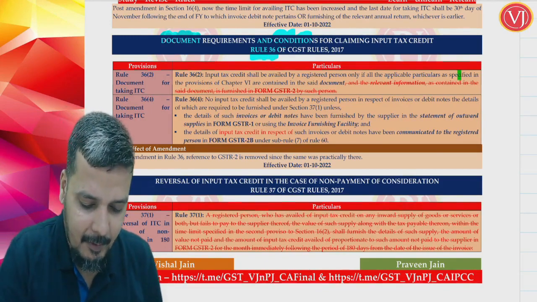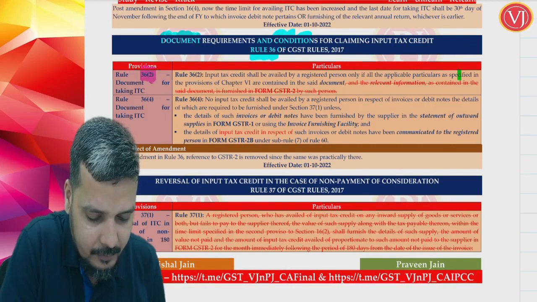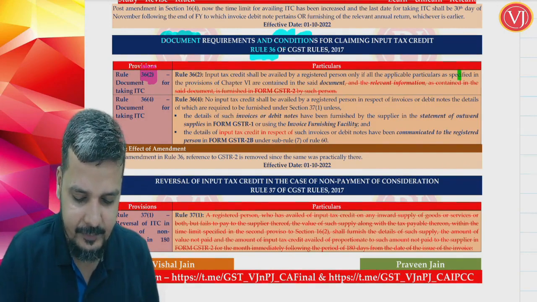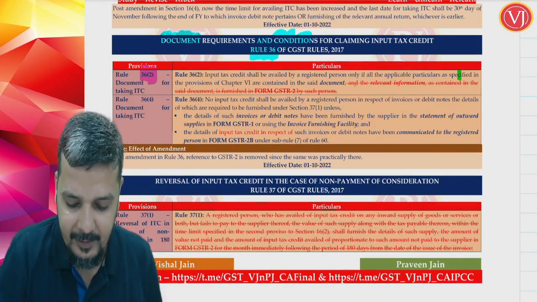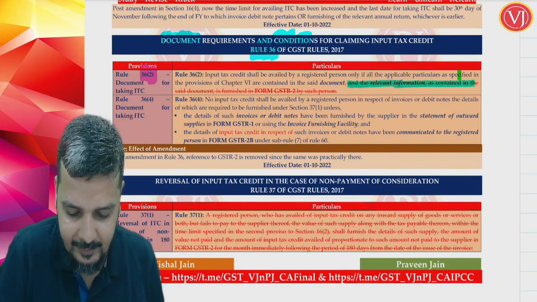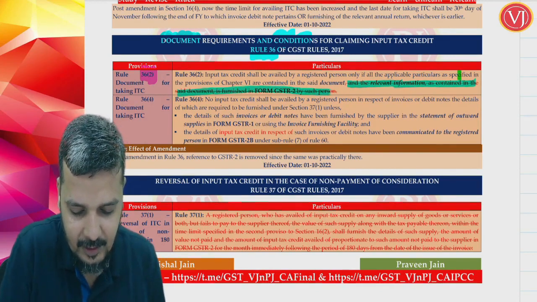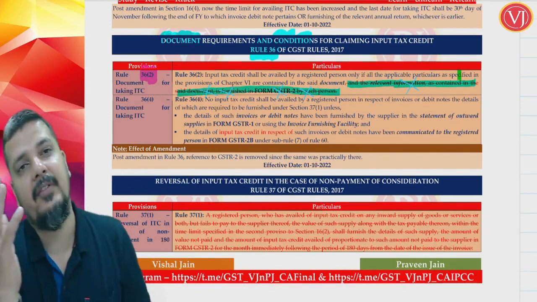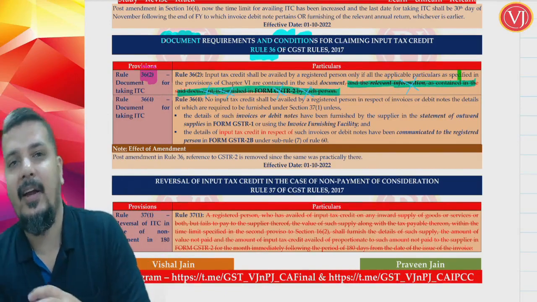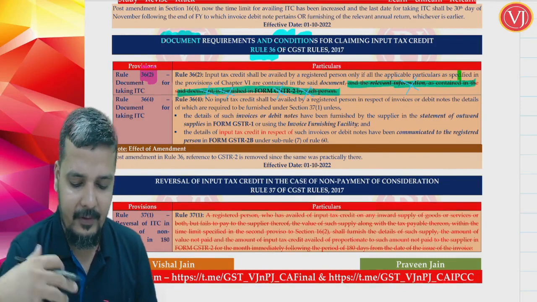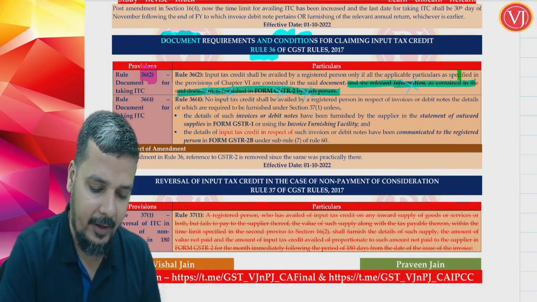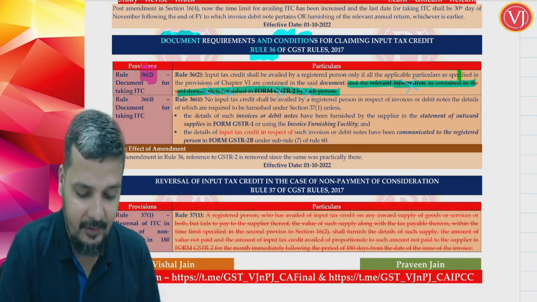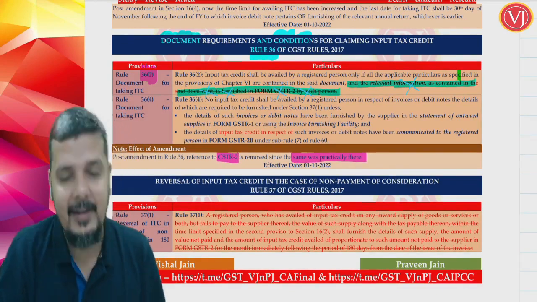Now if you see the type of amendment that has come out in rule 36(2), they have said that you can get the credit if you have the document. There was a wording which tells that the relevant information as contained in the said document is furnished in GSTR 2. Now there is no concept of GSTR 2. When GST was launched, they thought that the recipient will file something called GSTR 2. The reference to GSTR 2 was never required. If you see the note also, you will find that the reference to GSTR 2, not 2B or 2A, is removed. It was practically never there.